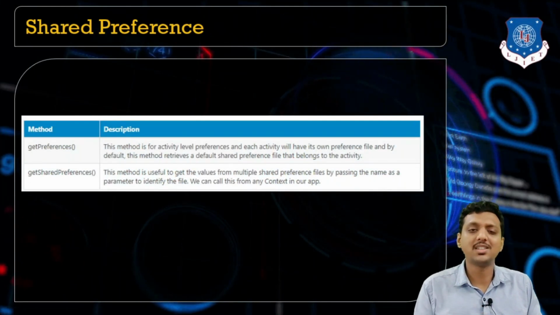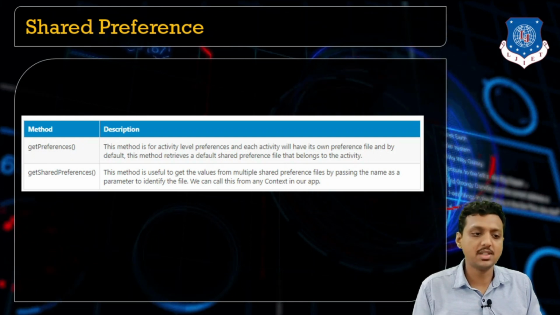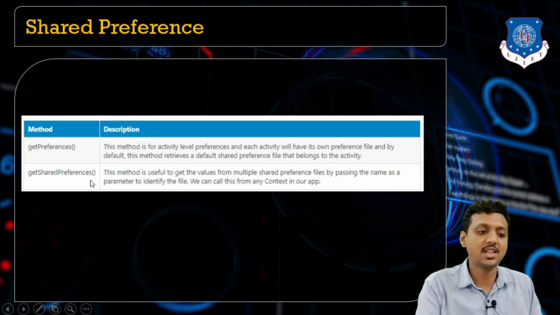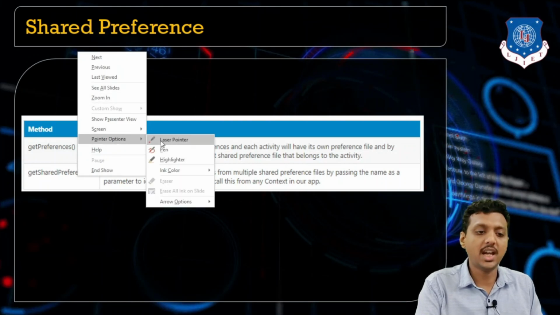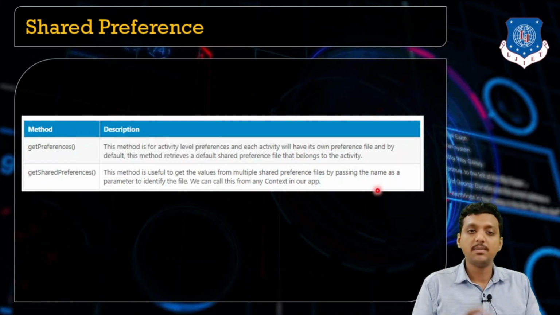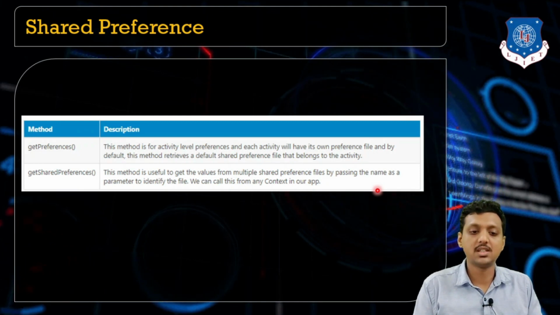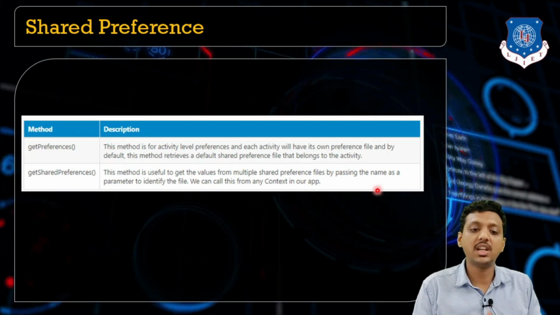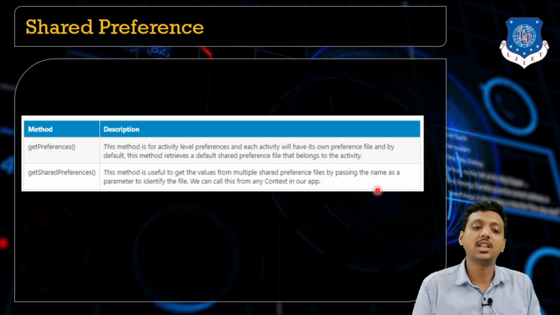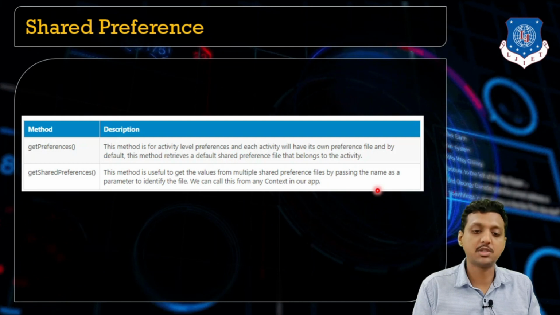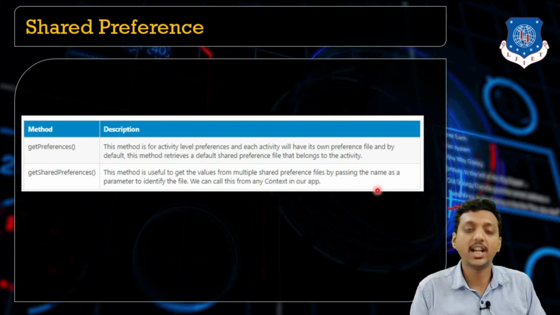Basically two methods are there: one is getPreferences, and the second one is getSharedPreferences. When we talk about getPreferences, it is a method for activity-level preferences. Each and every activity will have its own preference file, and by default this method retrieves the default shared preference file that belongs to the particular activity.